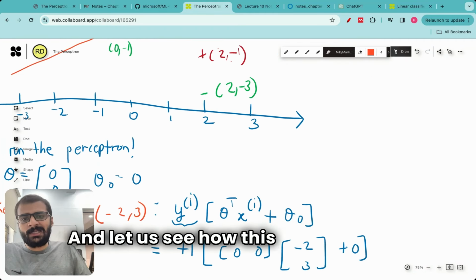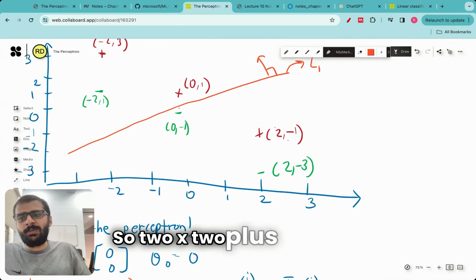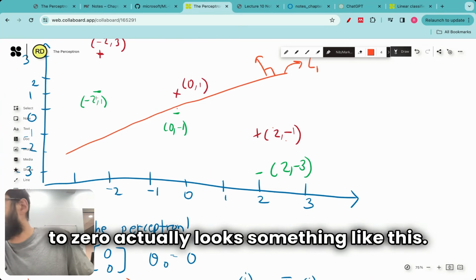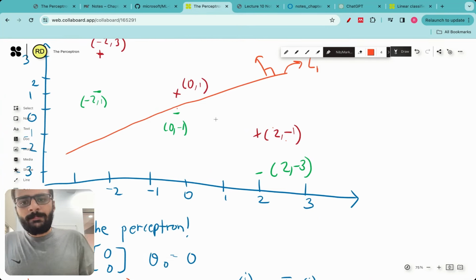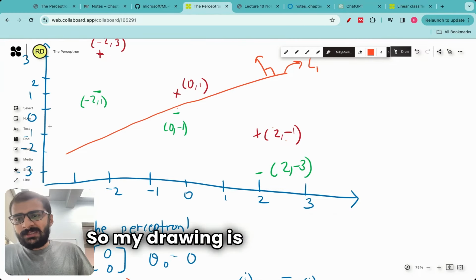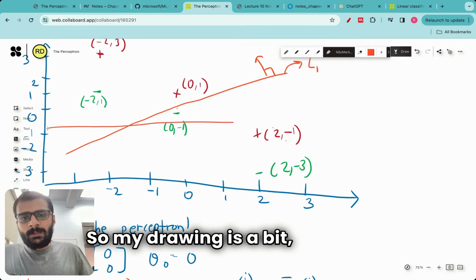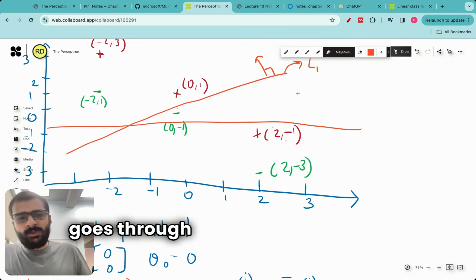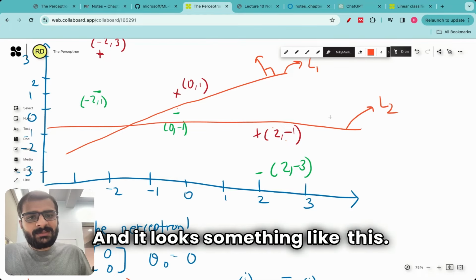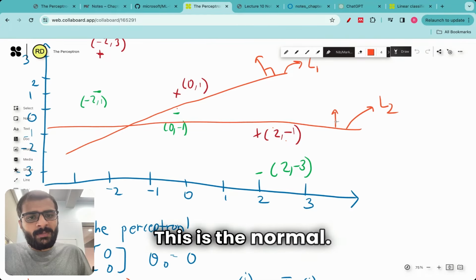And let us see how this line looks. So 2x2 plus 2 equal to 0 actually looks something like this. It actually goes through these 2 points. My drawing is a bit off, but it goes through these two points, and it looks something like this. This is the normal.